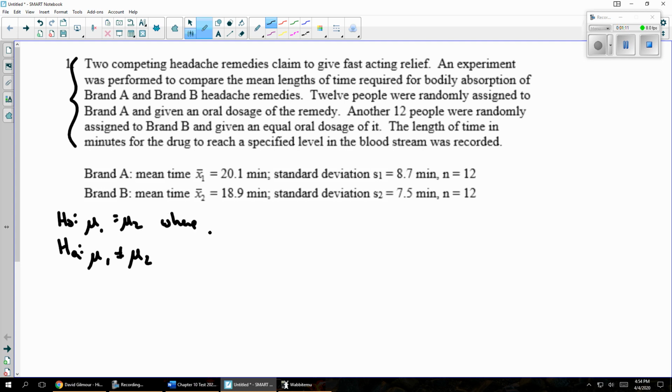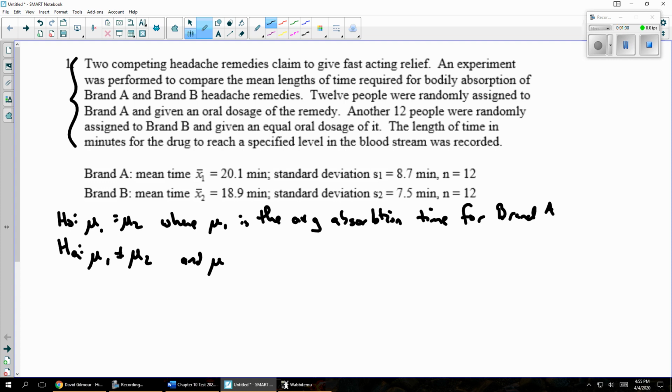Where mu1 is the average absorption time for brand A, and mu2 is the average absorption time for brand B. It is perfectly acceptable to use these ditto marks. It is not acceptable simply to say mu1 is brand A and mu2 is brand B. I need to talk about what characteristic of brand A and brand B we're looking for.